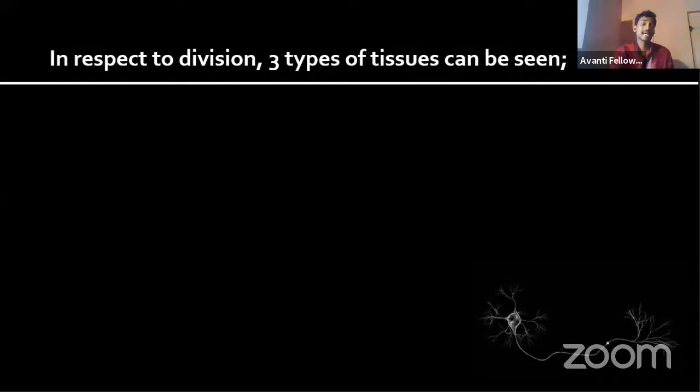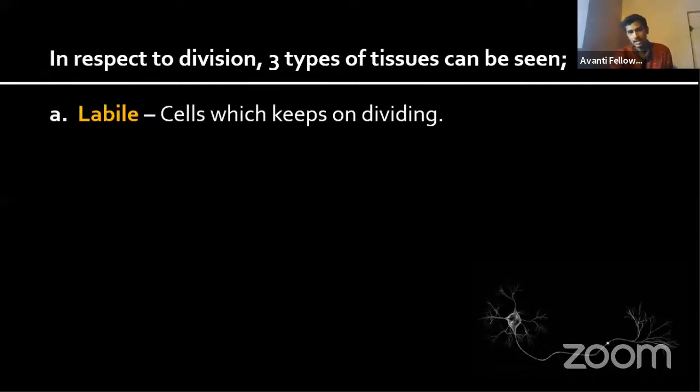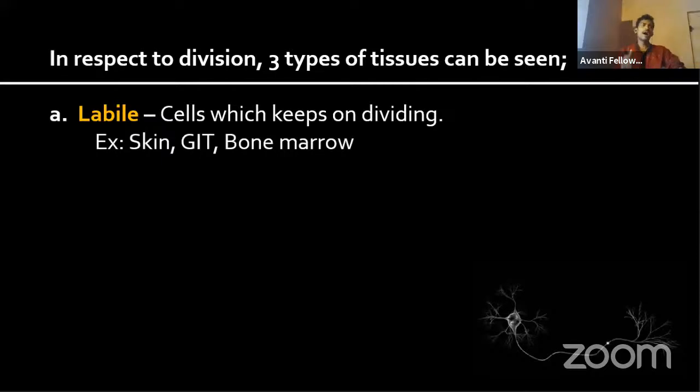The first one we normally call the labile tissue. Exactly, Lipika. So the first one is labile. Labile means the cells which keep on dividing. There is no restriction to that. You can take the example of your skin. How many times do you scratch your skin? Every time you scratch your skin, you shed thousands of cells from your skin. Still some other cells will replace them, right?